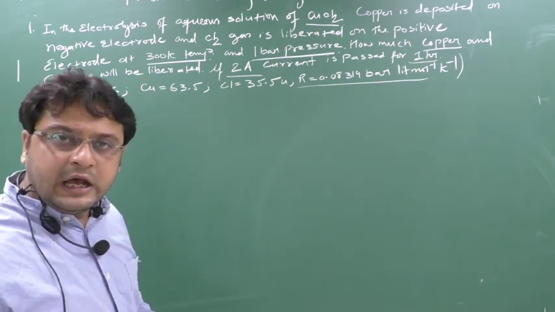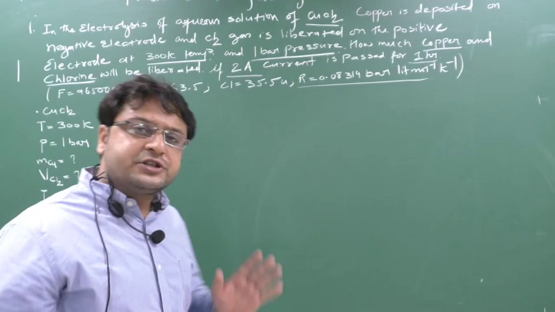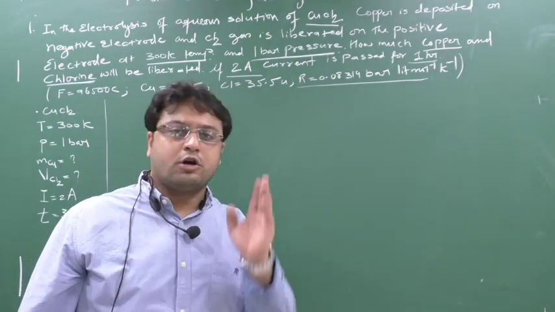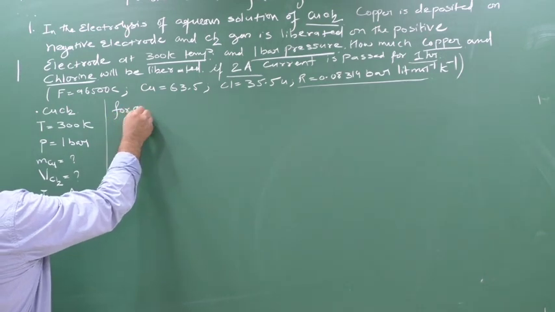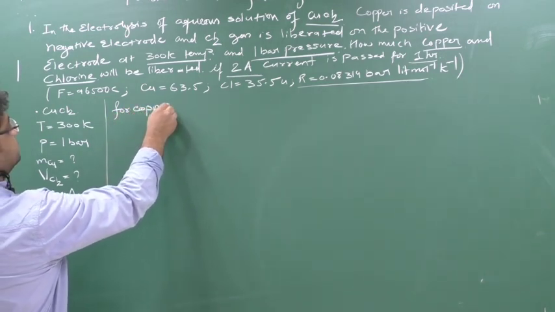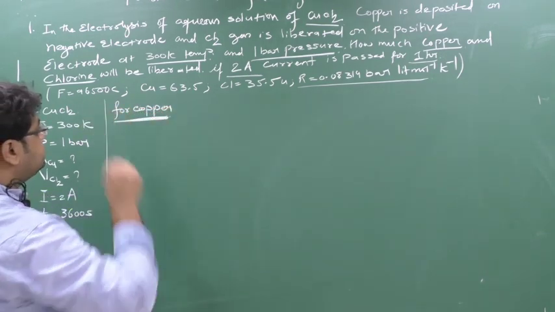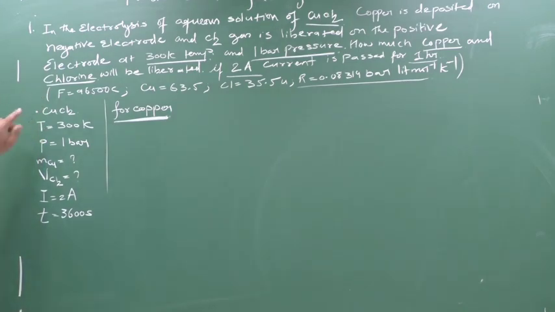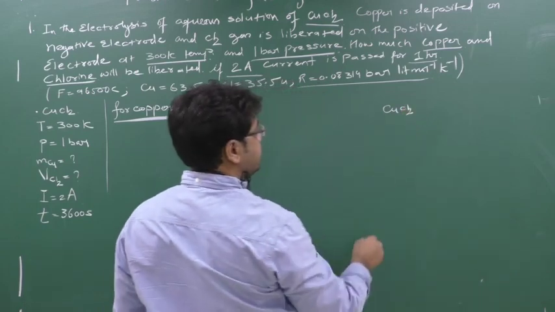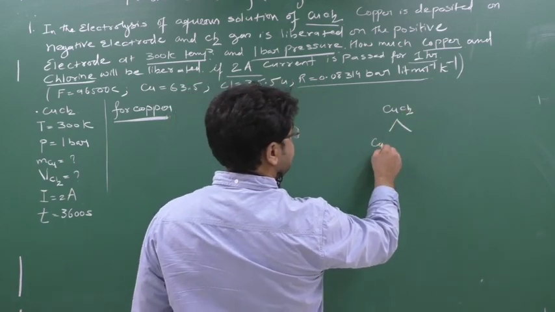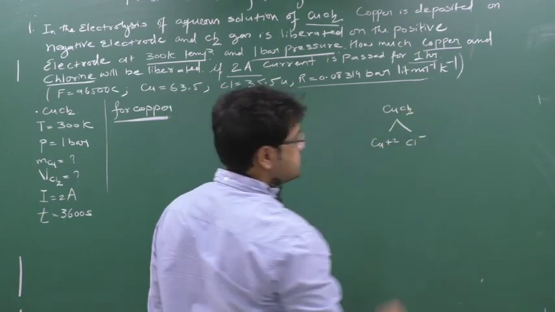Okay. Now first we will calculate for the copper. Ready everyone? Have you taken your book? See the complete problem first, then copy it. So for copper, students, in CuCl2, if you crack it, you will get Cu2+ and Cl-.